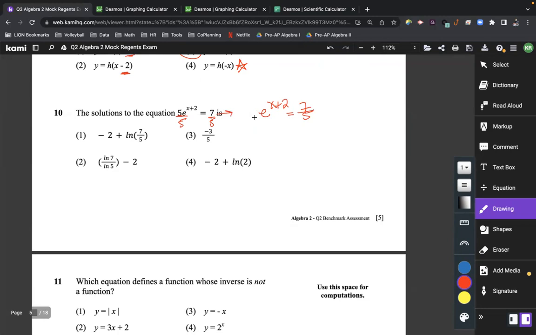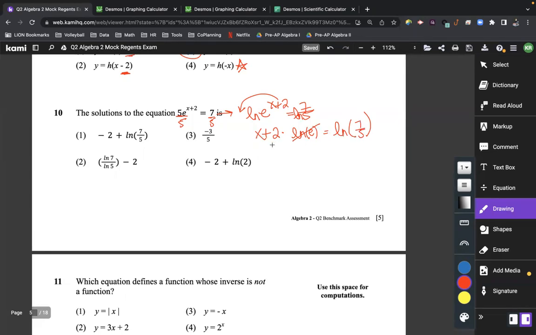Then I can natural log both sides. So I'm going to draw ln here, and I'm going to squeeze one in right there. Now, because I've taken the natural log, I can throw this exponent to the front. So I have x plus 2 times ln of e equals ln of 7 over 5, okay? ln of e is equal to 1, so it just cancels. So I have x plus 2 equals ln of 7 over 5.